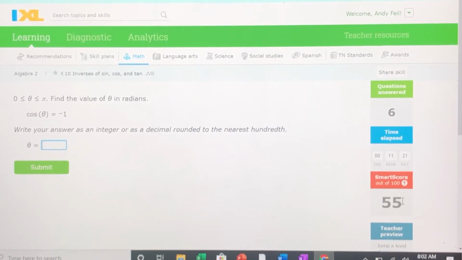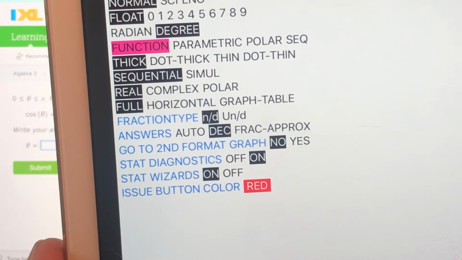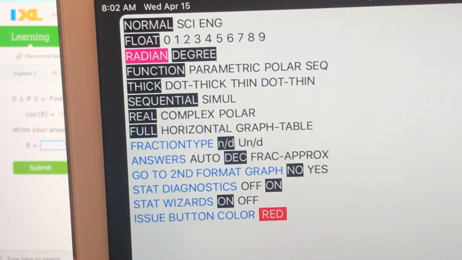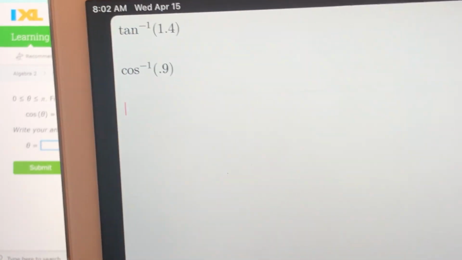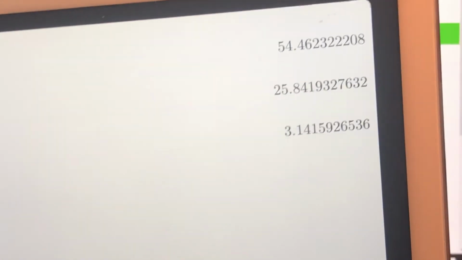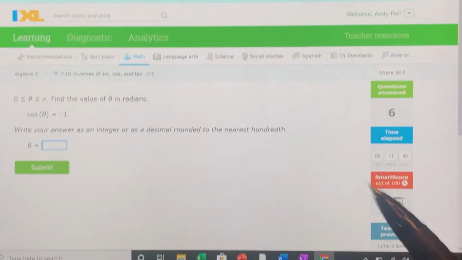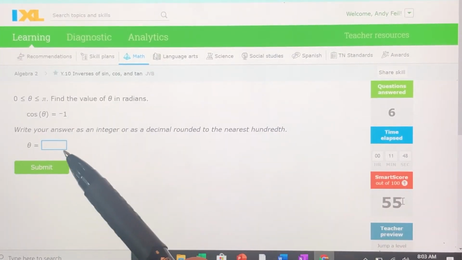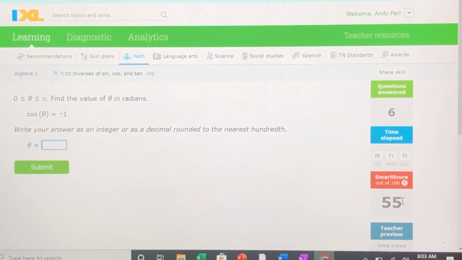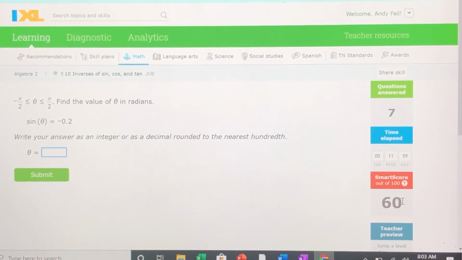Could we have figured it out on the calculator? Kind of. First of all, you'd have to make sure that you're in radians. So I'm going to do that first. Go up to radians, highlight that. All right, what is the inverse cosine of -1? It says 3.14159, which you should recognize as being pi. Now a better answer would be pi, but this says round to the nearest hundredth, so that's what we're going to do. And since we know that it's pi, that means it's 3.14, and that's it. Okay? You get the idea?